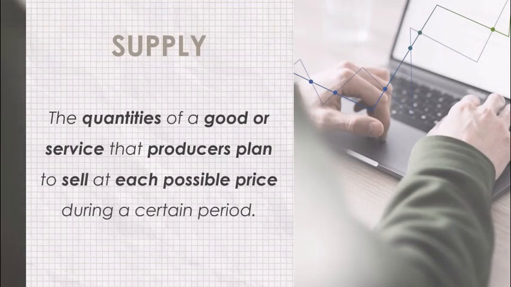Now, supply is just the opposite of demand. Supply looks at things from the business perspective. It's the amounts of a good or service that producers or businesses or suppliers plan to sell at each of the possible prices. So now they turn the tables around and they do some internal research, and they ask the company at various different prices, how many of one product will they be willing to sell?